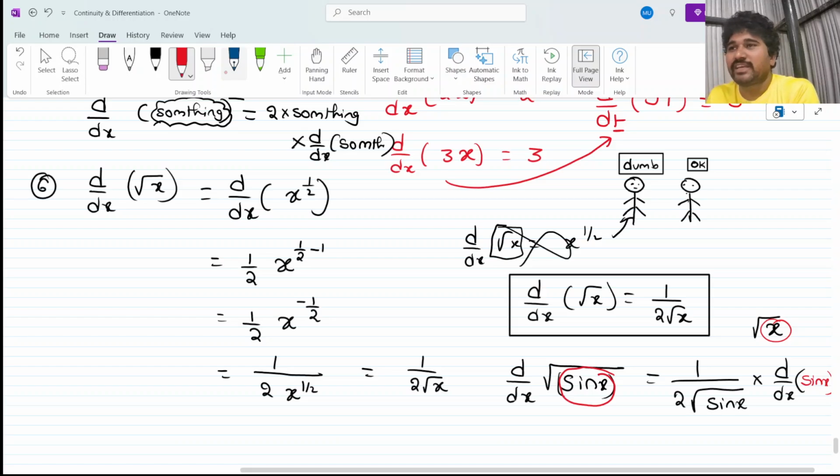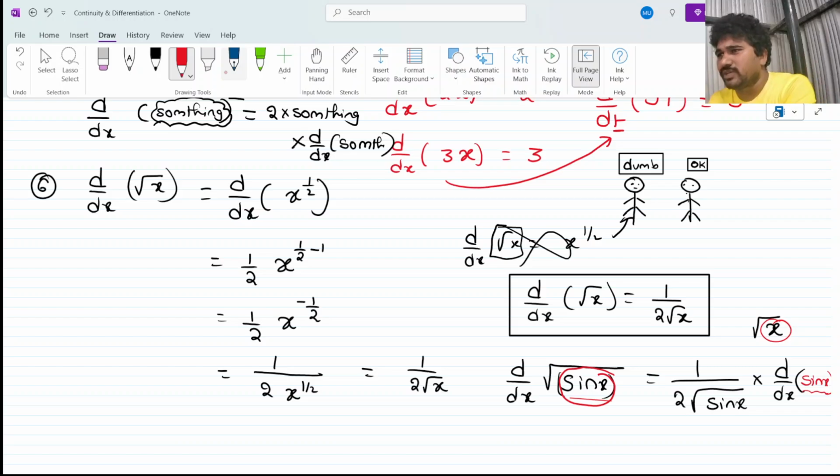Are you clear? Till now I said something. But who is that something here? Sin x in this question. So d by dx of that something we have to do. Are you clear with that? This kind of doing is called chain rule. I am not going to teach it as a separate chain rule. You don't need to remember it also. You understood the logic, right? Okay.